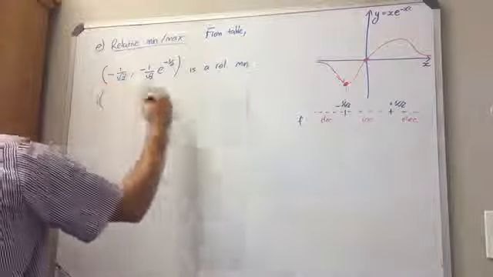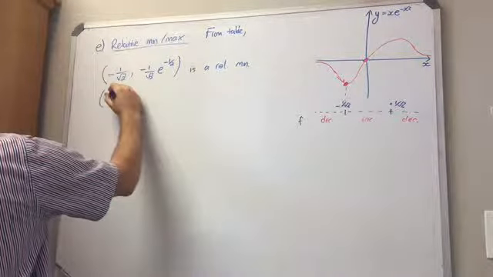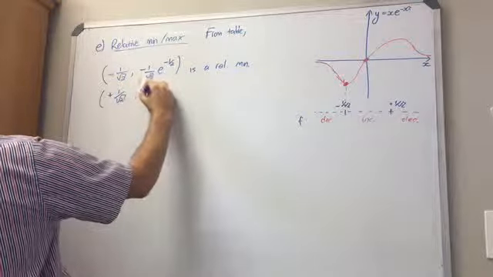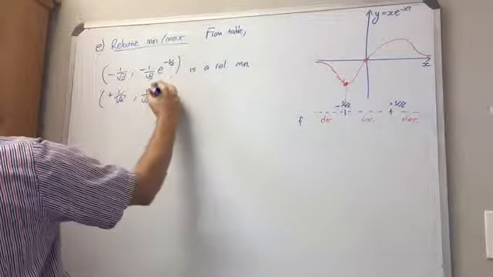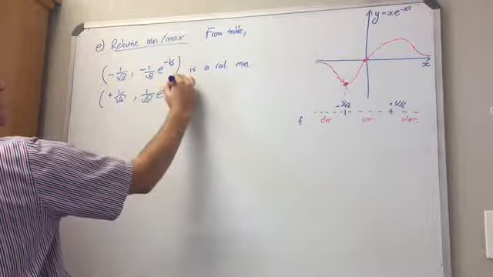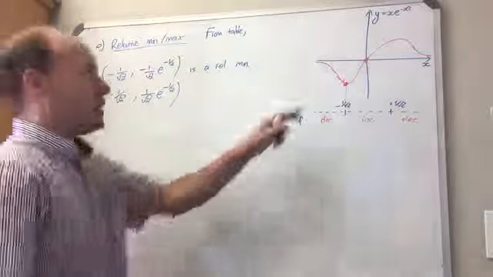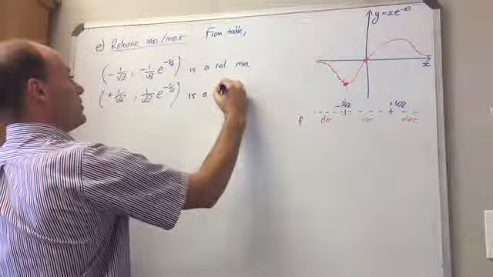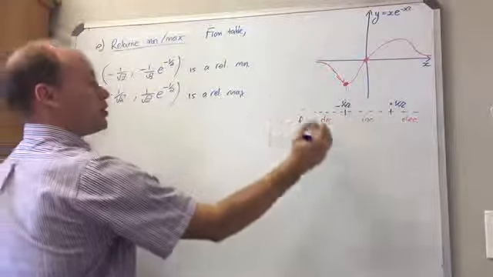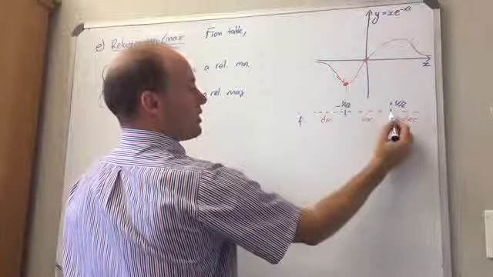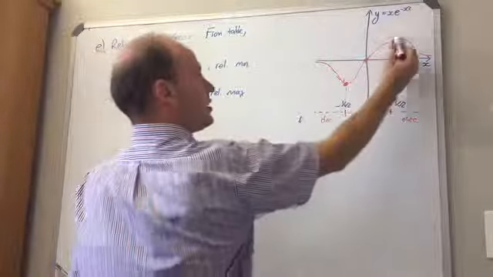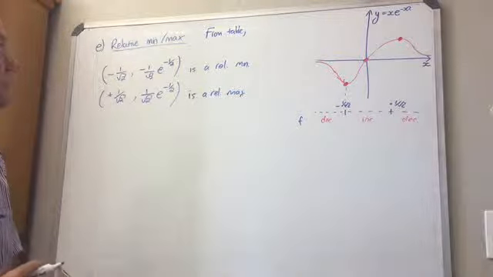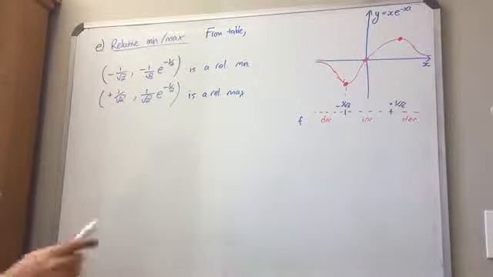And similarly, this point here, which is where x equals plus 1 over root 2, and the corresponding y value is 1 over root 2 times e to the minus a half. I just sub it into the formula for the function. It is going to be a relative maximum, because before that point the function was increasing, and after that point the function was decreasing. We're talking about this point here. Okay. What about concavity?